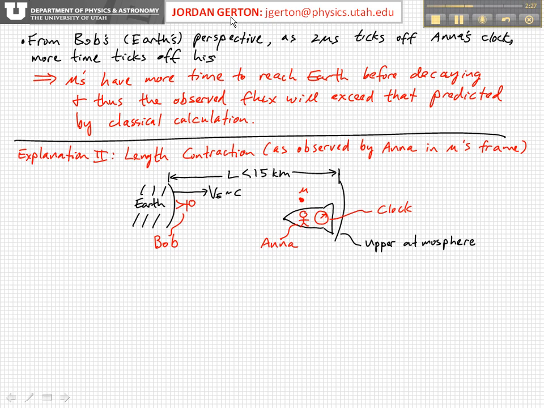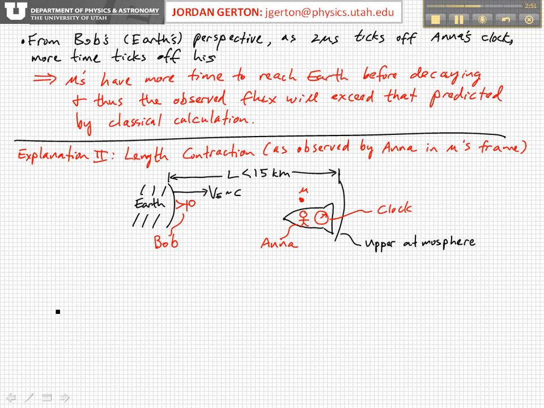Okay, so the second explanation is if we consider the situation from Anna's perspective, that is the muon's rest frame, and there what we find is that length contraction is the effect which causes the anomalous flux. Let me get a ballpoint pen because it looks like it's going to be flipping. Length contraction is what explains the anomalous flux. So here what we have is Anna sitting in the rest frame of the muon.